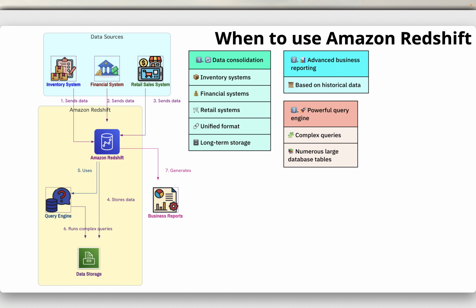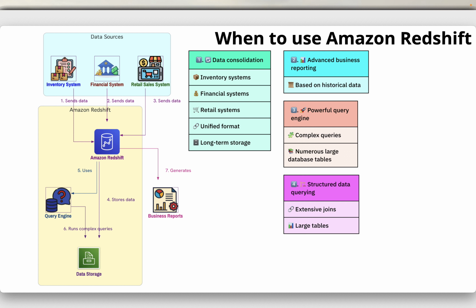The query engine in Amazon Redshift excels in executing complex queries involving numerous large database tables, and you opt for Amazon Redshift when querying highly structured data with extensive joins across large tables. So here the goal is long-term storage, a massive data set, extensive joins with large tables, and finally generating reports, long-term reports. If those are your requirements, then you have to go with Amazon Redshift.